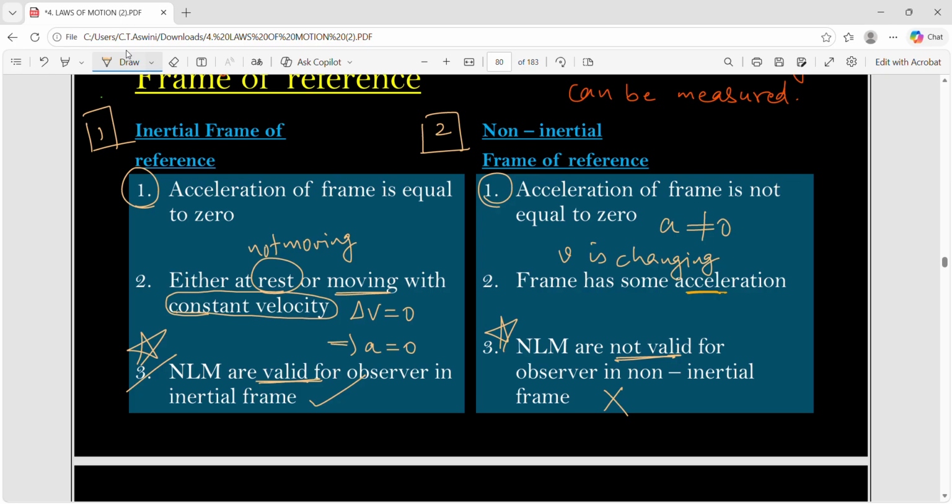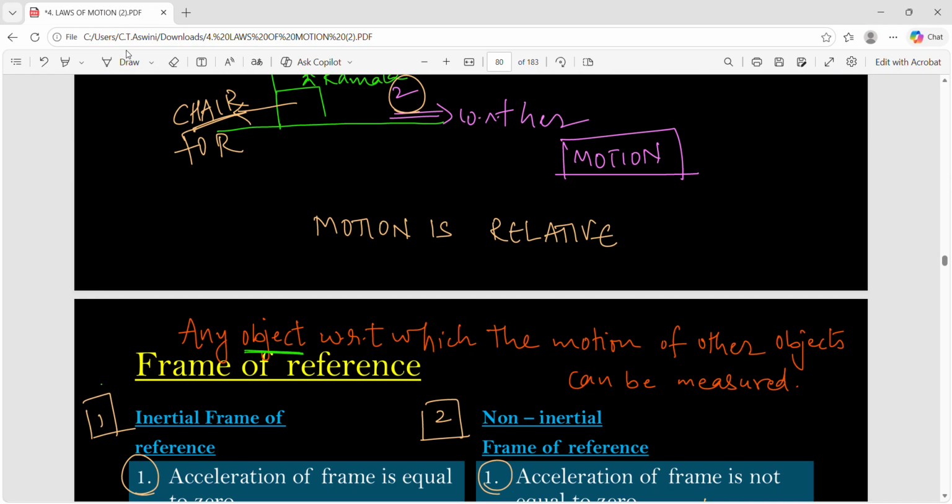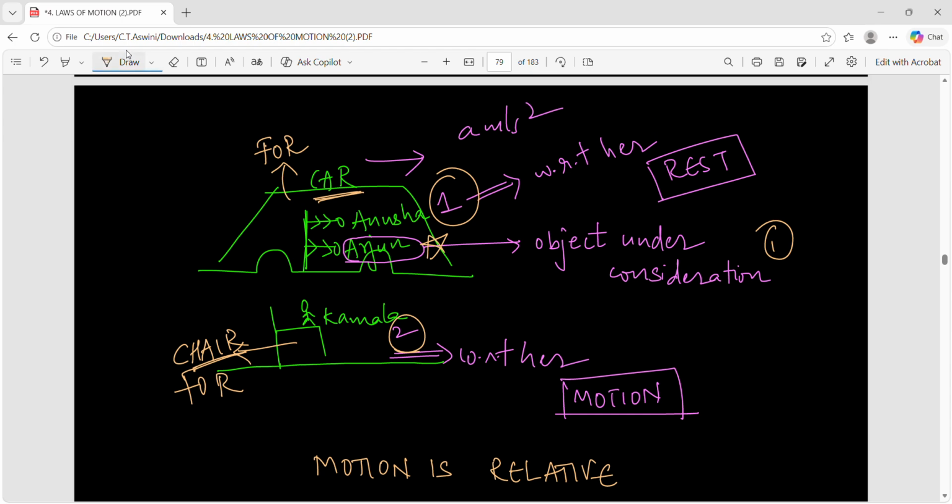We have seen Newton's laws, right? Newton's first law, second law, F equals ma. So they are valid for inertial frames of reference, whereas they are not valid for non-inertial frames of reference. This point is very important because the first thing that you have to do is identify what kind of frame of reference it is, and then we will decide how to solve the given problems. So, clear with this?